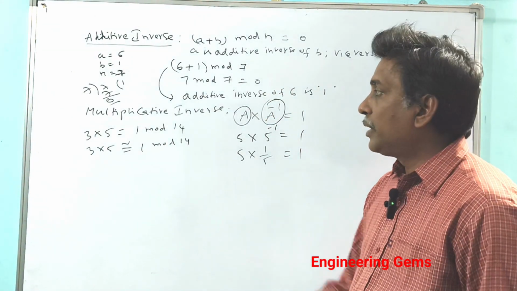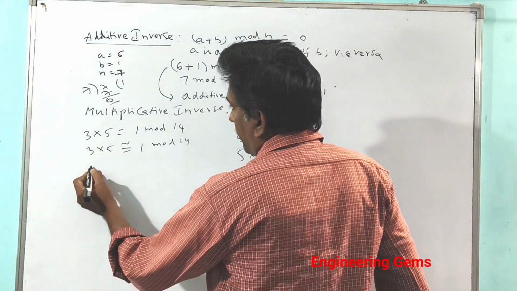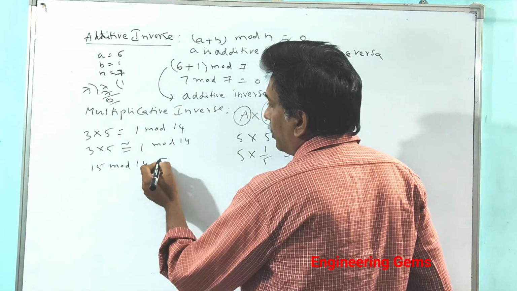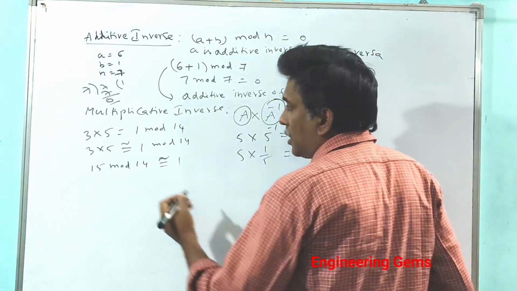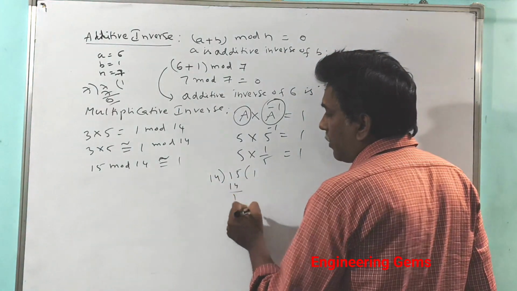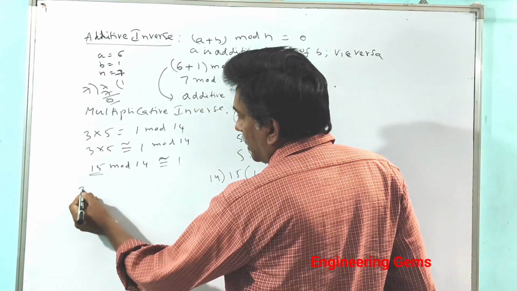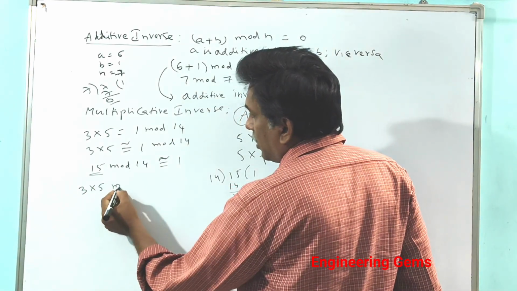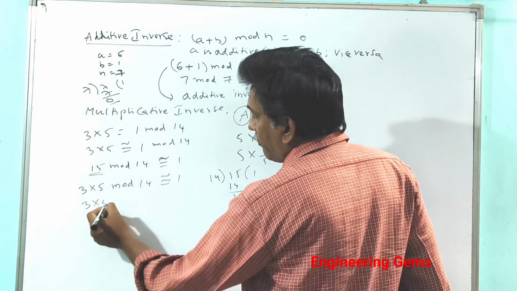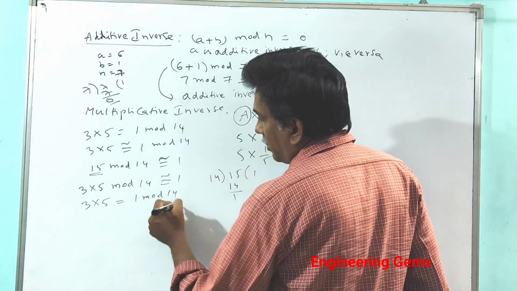Congruence means, instead of equal to, we write congruence in cryptography. 3 into 5 means 15. 15 mod 14 congruent to 1, right? That means if you divide 15 by 14, 14 once is 14, remainder is 1. So this equation is satisfied: 3 into 5 mod 14 congruent to 1, or 3 into 5 equals 1 mod 14.